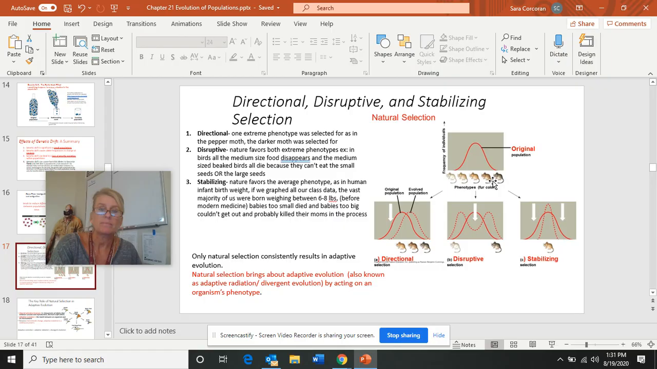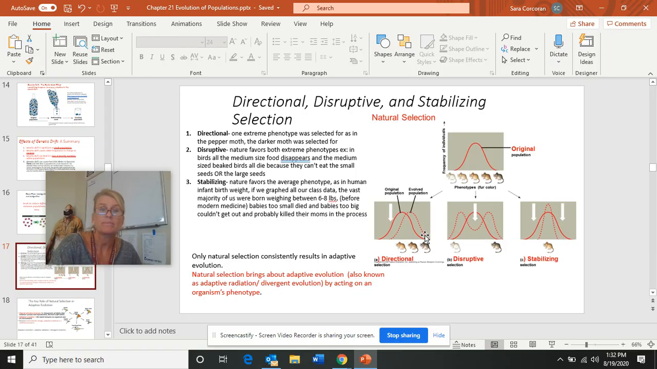There's variation. In directional natural selection, nature is favoring one extreme phenotype. So here is the original population, and something's happened in the environment such that the darker ones over here have an advantage. And then over time, the entire population is going to reflect that darker change, maybe like the lava flows. Or you watched the video about the peppered moths. The Industrial Revolution happened, the environment changed, there was variation in the population, and over time, the darker moths had an advantage.